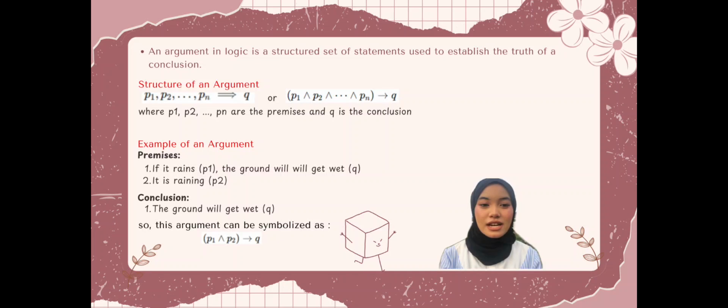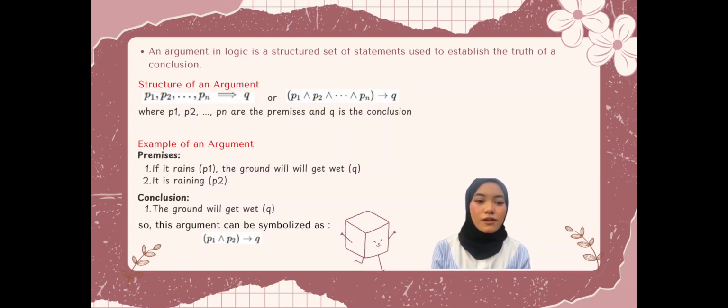Next, let's discuss how logical implication connects to arguments in logic. An argument is a structured set of statements aimed at establishing the truth of a conclusion. The general structure of an argument looks like this: P1, P2, Pn, conditional Q, where P is the premise and Q is the conclusion. For example, premise 1, if it rains, the ground will get wet.